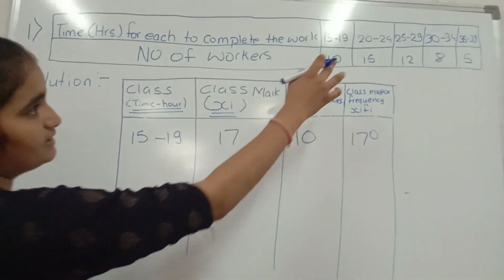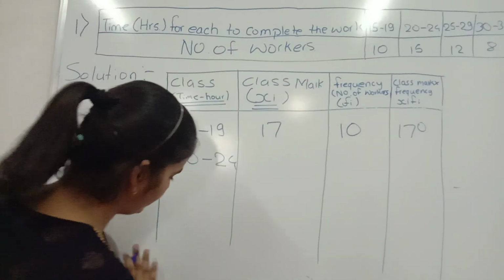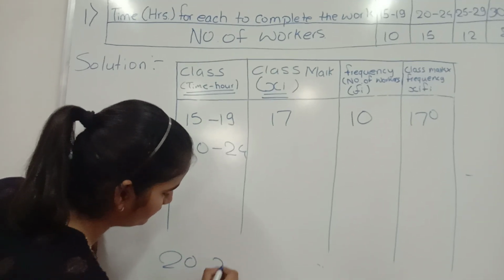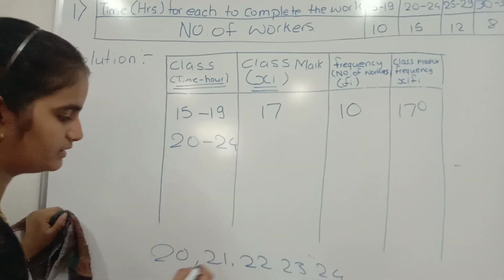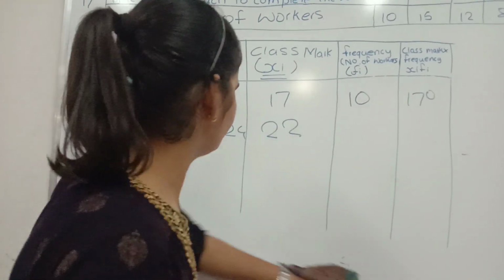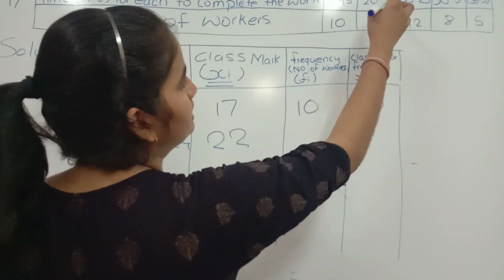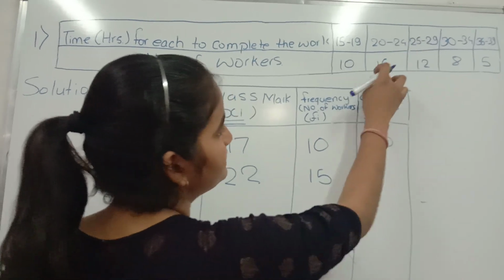Talking about the second one, it is 20 to 24. Of course, we have to write again the numbers 20, 21, 22, 23, 24. Which one is the middle number? The middle number is 22. So what will come here? 22. Fine. Talking about the frequency, it's 15. Look below the 20 to 24, it's 15.